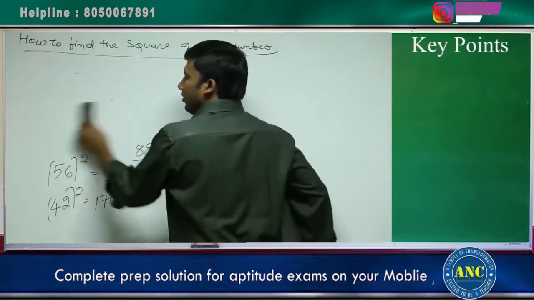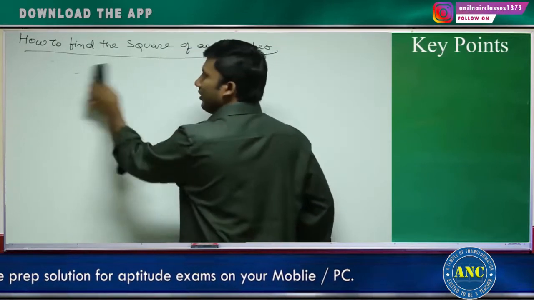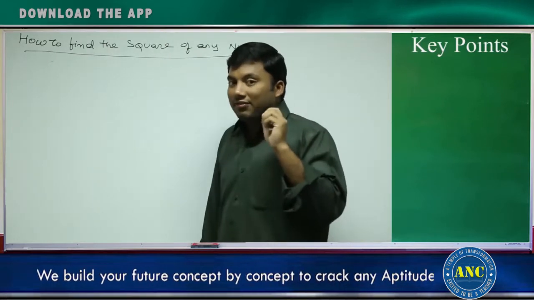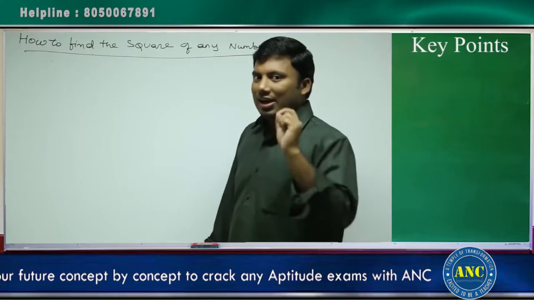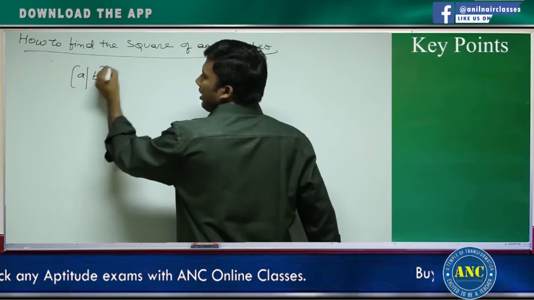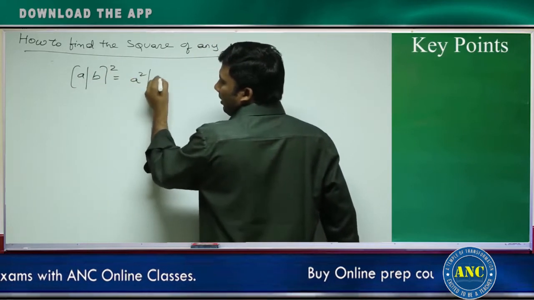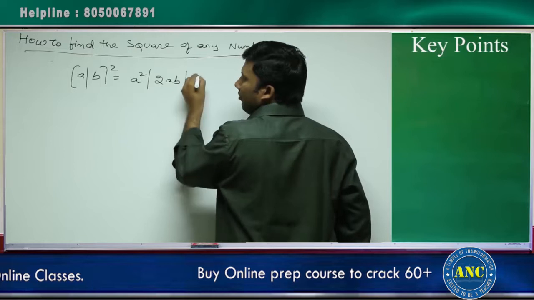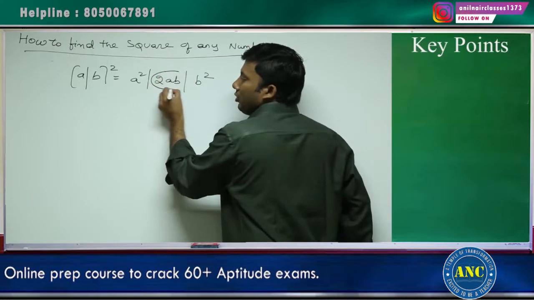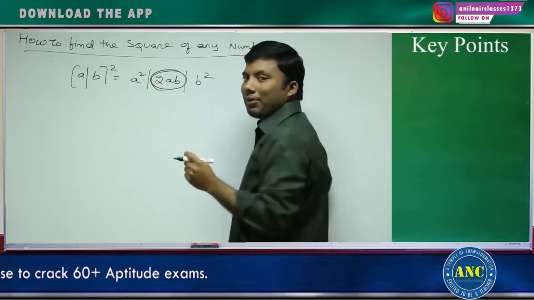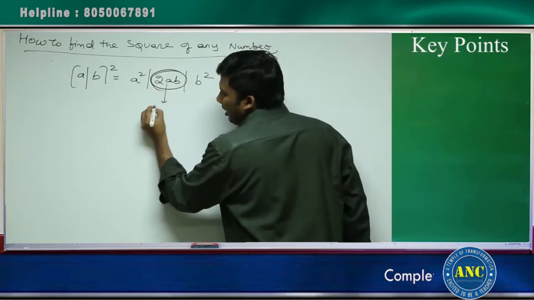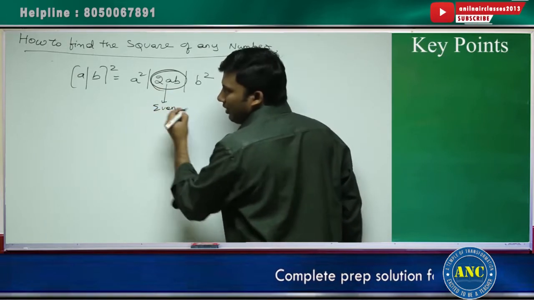I hope the first logic of how to find the square of a number is very clear to you. Now, in this concept, there is a very important observation. (a plus b) whole square stands for a square plus 2ab plus b square. Please observe carefully, the tens place in this context is multiplied by 2. If you multiply any number by 2, then that number becomes an even number. So this is the first observation. In this case, the tens place is an even number.